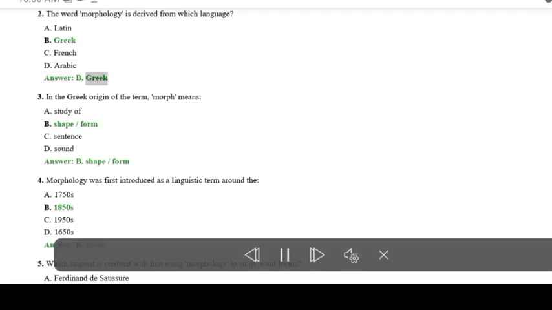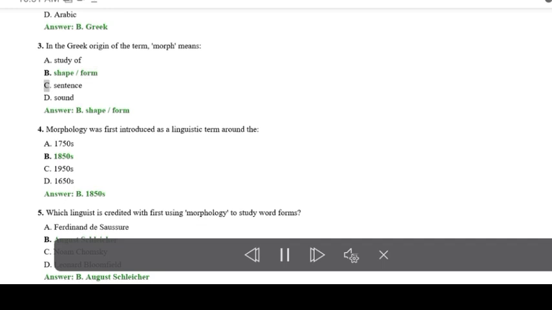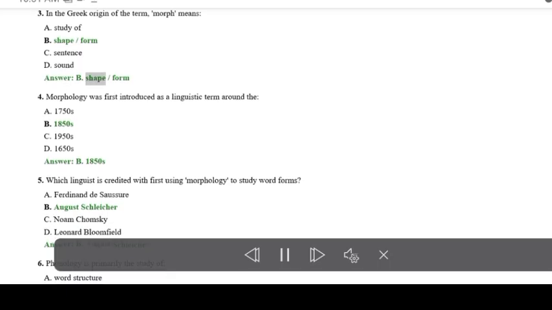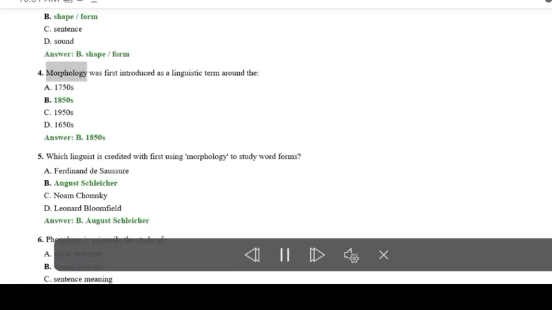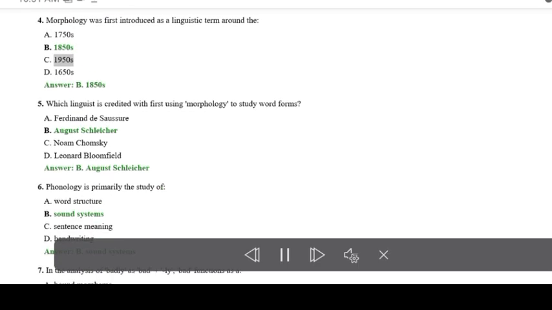Greek. 3. In the Greek origin of the term, morph means A. Study of. B. Shape/form. C. Sentence. D. Sound. Answer, B. Shape/form. 4. Morphology was first introduced as a linguistic term around the A. 1750s. B. 1850s. C. 1950s. D. 1650s. Answer, B. 1850s.